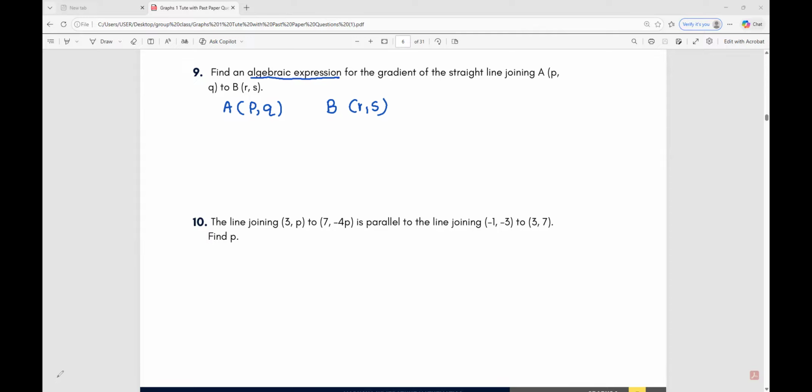Write an expression for the gradient using P, Q, R and S. That's what it means. M equals what? Write it in terms of P, Q, R and S. Try to write it. Same method, use our formula y2 minus y1 over x2 minus x1. Substitute these letters into it. That's it. There's nothing to simplify even, because they are not like terms.